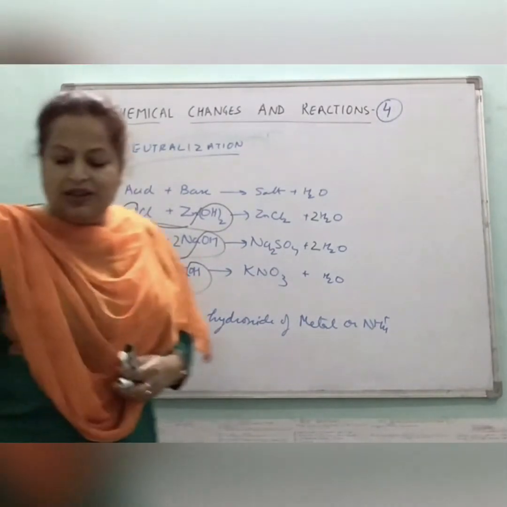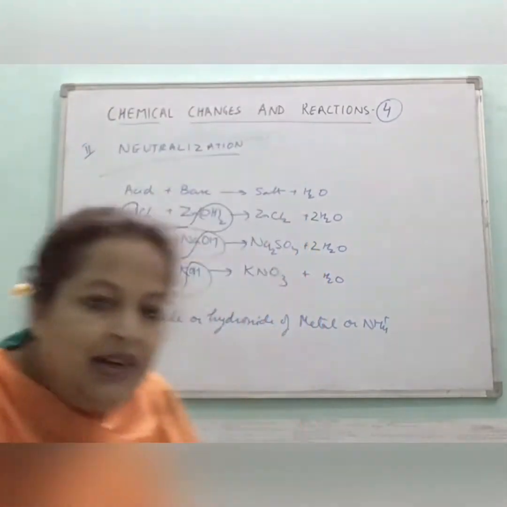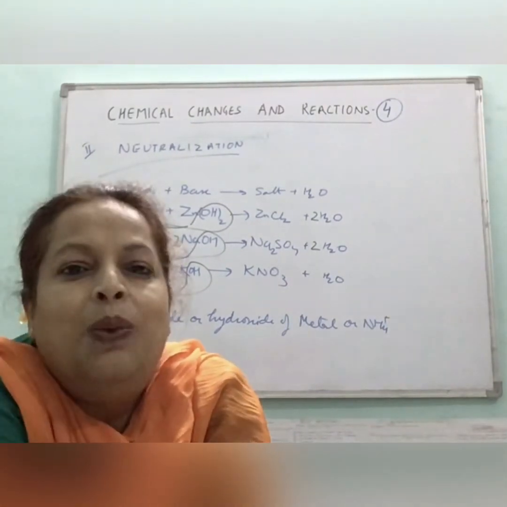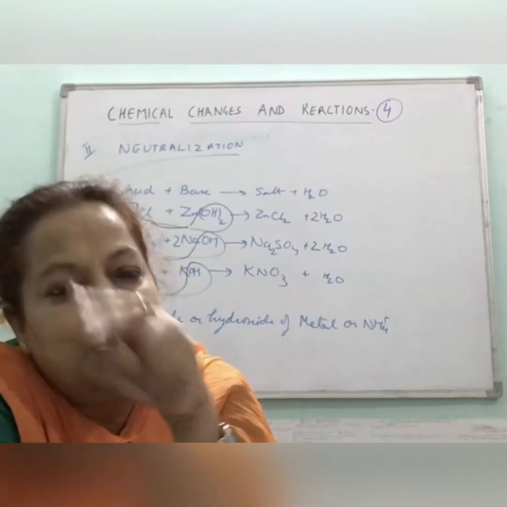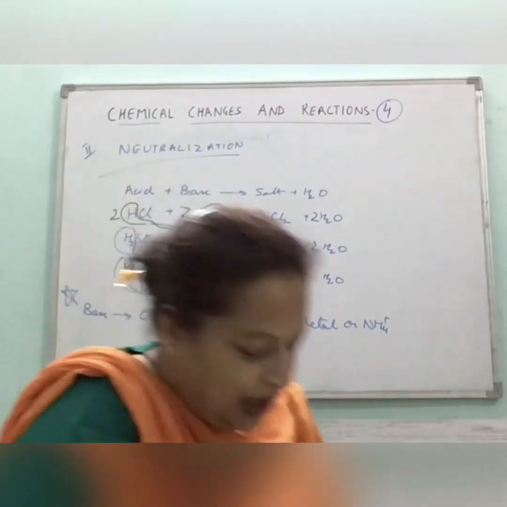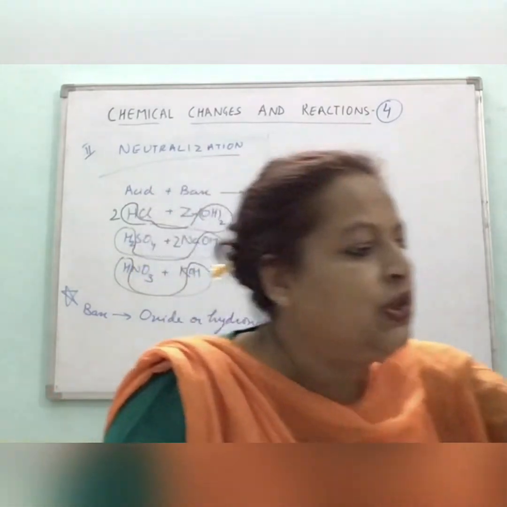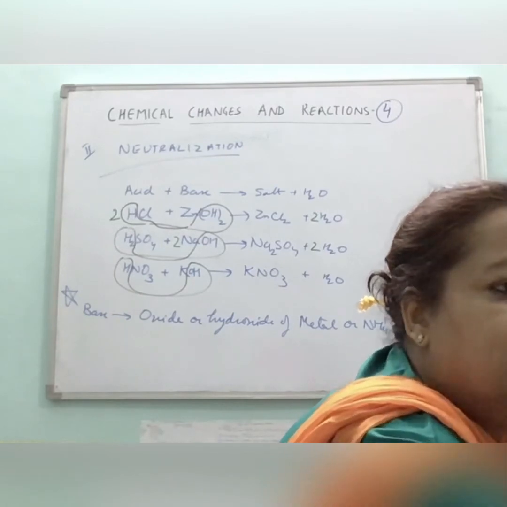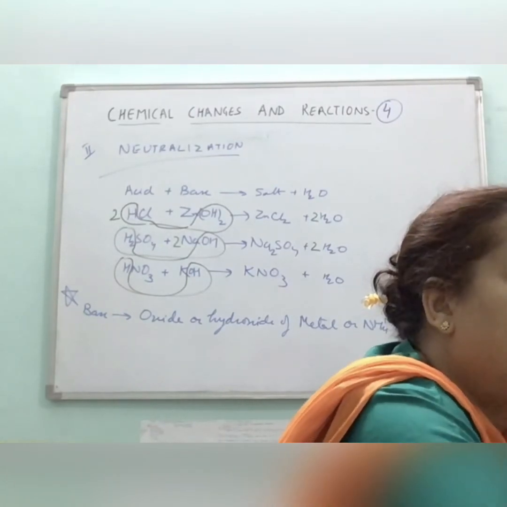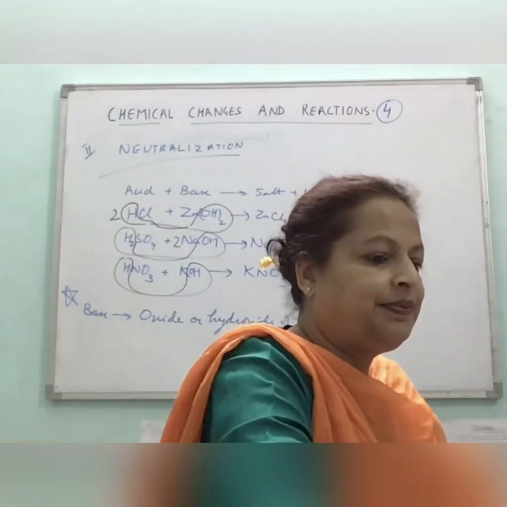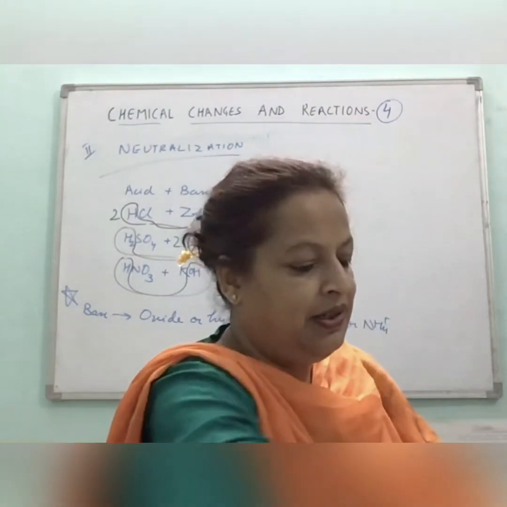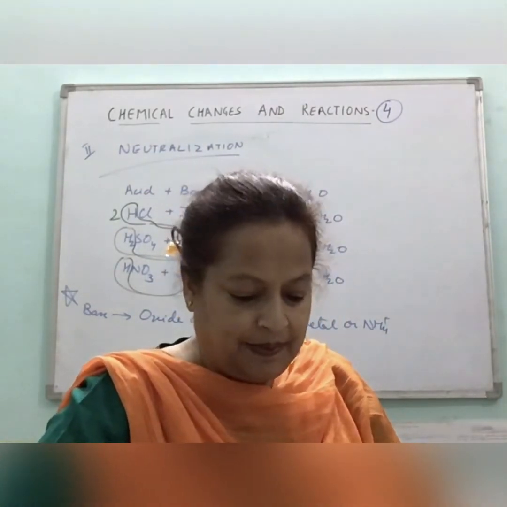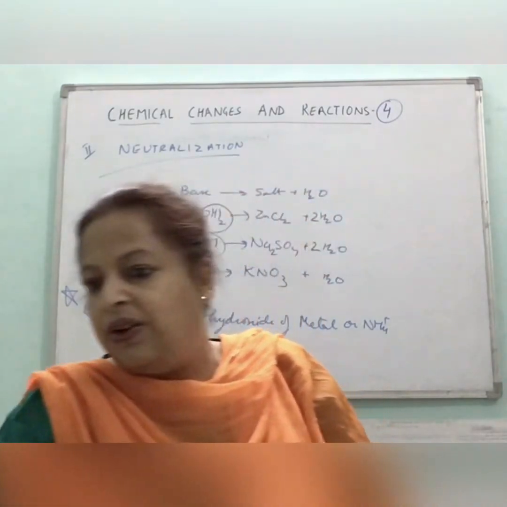So what we did today, children, in today's class, we have done the double decomposition type of reaction in which exchange of radicals takes place. There are 2 different types. One is precipitation, in which when 2 solutions are mixed, they combine to form an insoluble product. The insoluble product is called a precipitate. I am showing you a precipitation reaction.